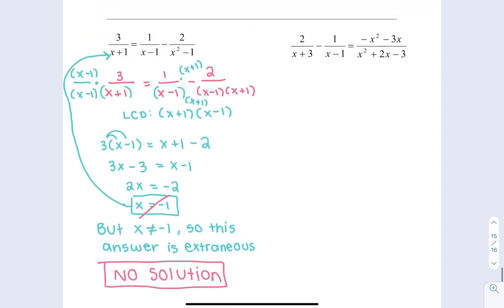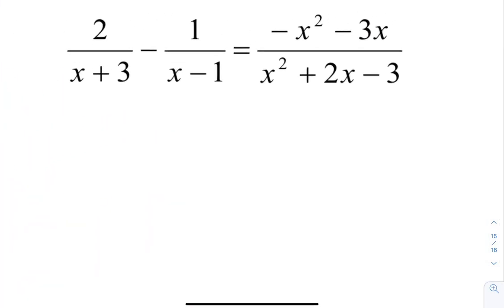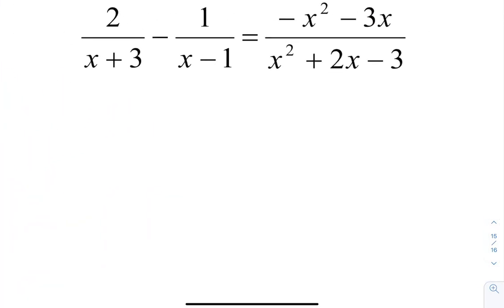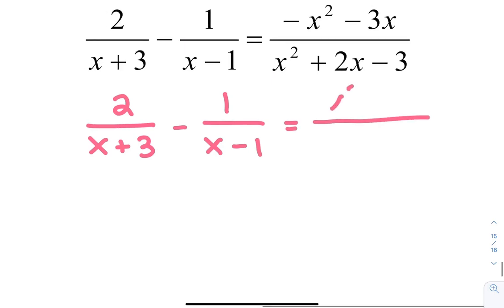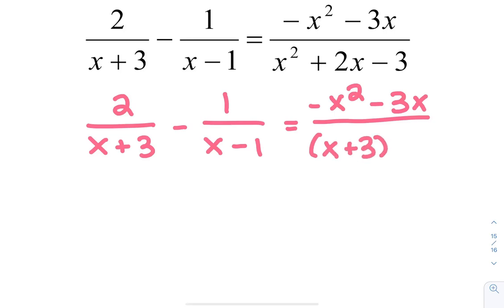Let's try this next one. Can't cross multiply because it's not just a fraction equal to another fraction. So I'm going to try to factor so that I can easily see what the LCD would be. I'm just going to factor the denominators for now. So I'm going to factor that x squared plus 2x minus 3 into an x plus 3, x minus 1. How convenient.